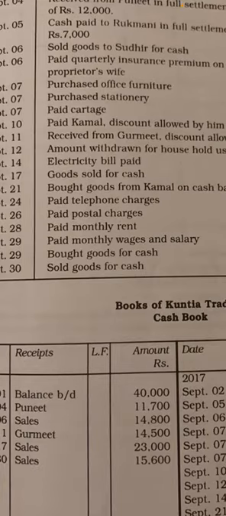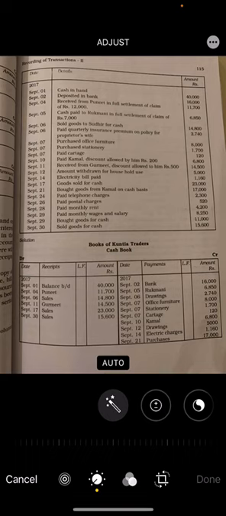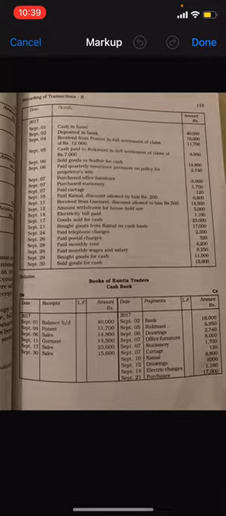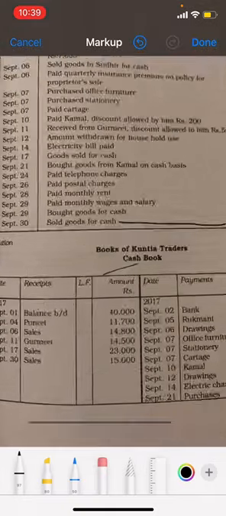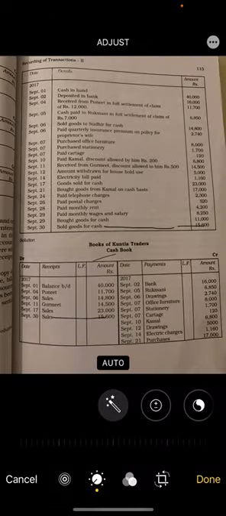Next is sold goods for cash. So when you sell goods for cash, what is the journal entry? Cash account debited to sales account, because when you sell you get cash. Cash is an asset. When an asset is increasing, that has to be debited. So how much is the amount? It is 15,000. See, it is 15,600. So that entry is made here. Okay, let's see the next page.